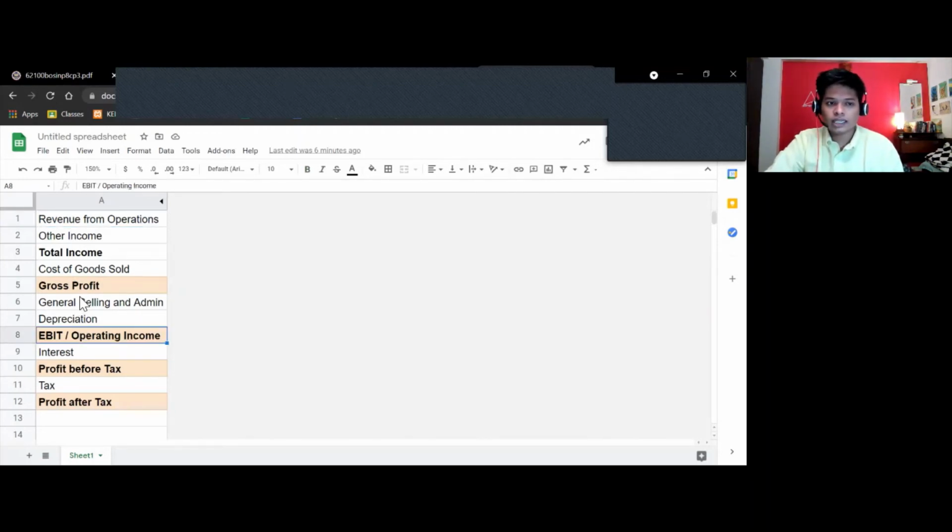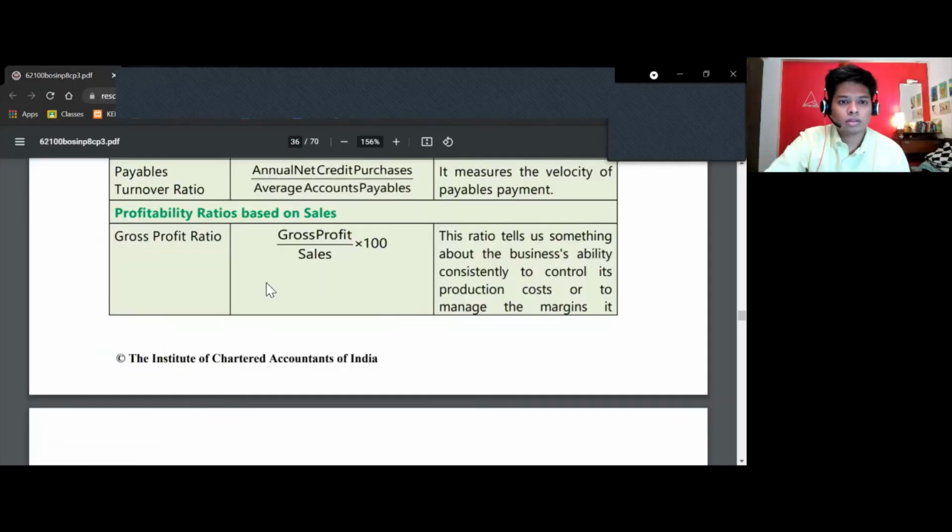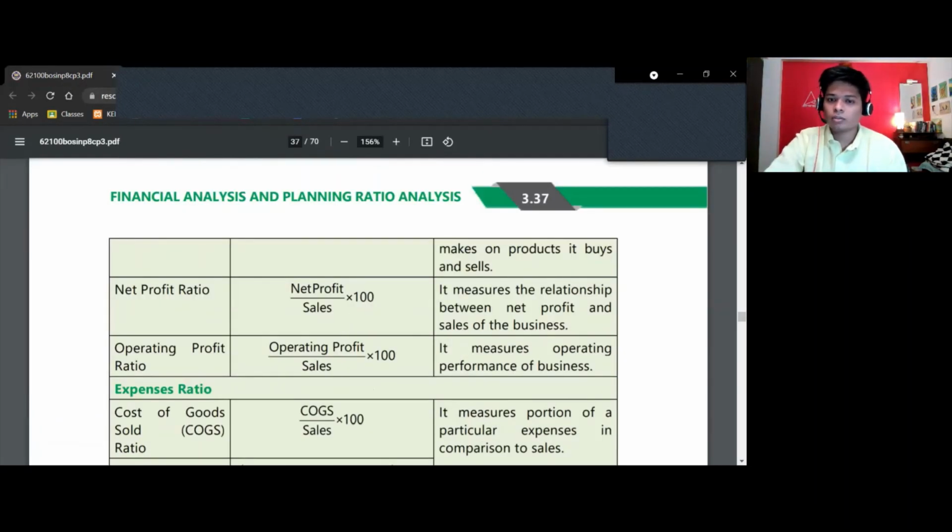If you take the operating income, so gross profit minus selling, general expenses and depreciation gives you EBIT. This divided by revenue from operations will give you operating margin, and then profit after tax divided by revenue from operations gives you net profit margin. So gross profit divided by sales, net profit divided by sales, operating profit divided by sales.